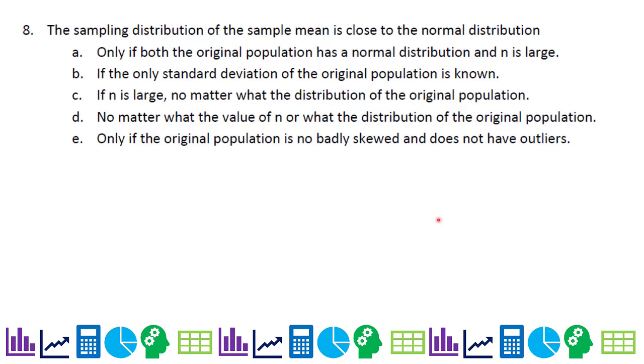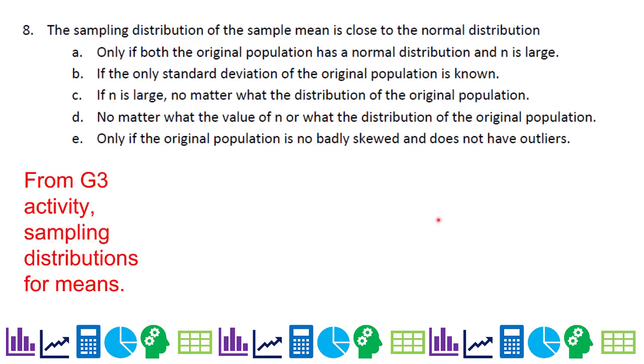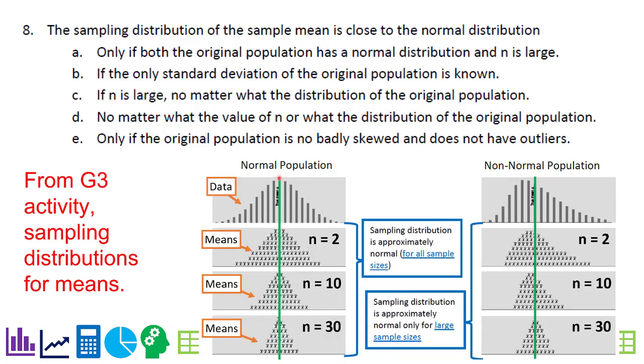Number 8. The sampling distribution of the sample mean is close to the normal distribution. Well, from our G3 activity, sampling distributions for means, or your G3 notes, we talked about how you could have a normal population and a non-normal population. So if your population is normal, it doesn't matter how big your sample is, your sampling distribution will be normal. But if your population is not normal, if your sample size is at least 30, then it will be approximately normal. So if n is large, no matter what the distribution of the original population, then we are close to the normal distribution. So for n is 30, we know it's true for both, regardless of what we started with.